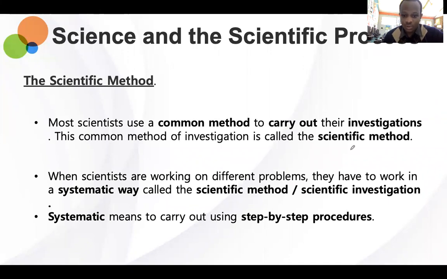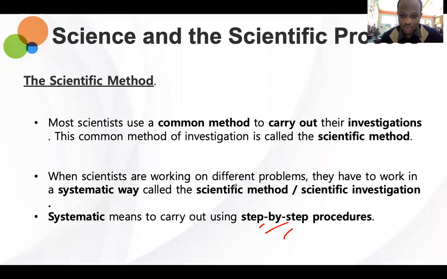When scientists are working on different problems, they have to work in a systematic way. And systematic, anyone knows the meaning of the word systematic? Ever heard that word before? Step by step. So systematic essentially means a step-by-step process.